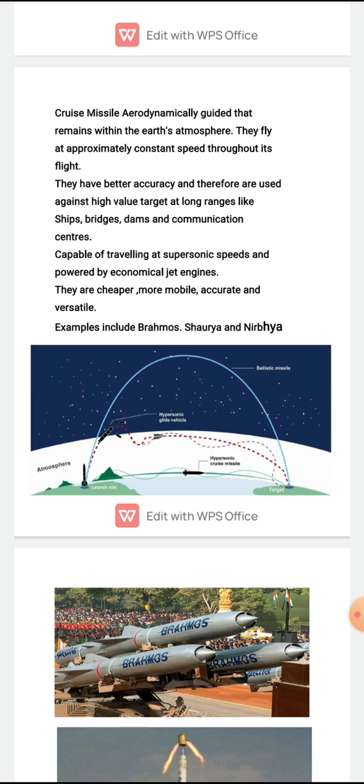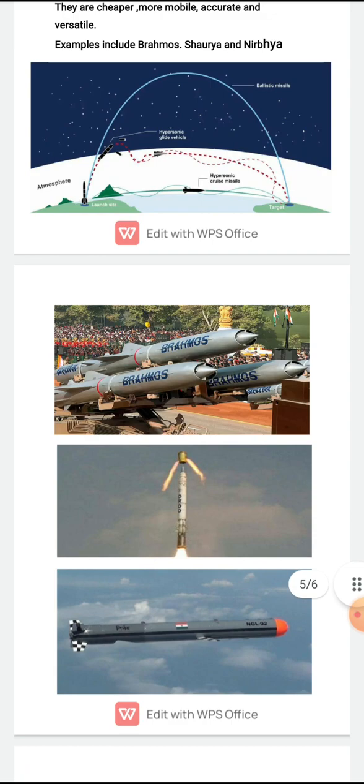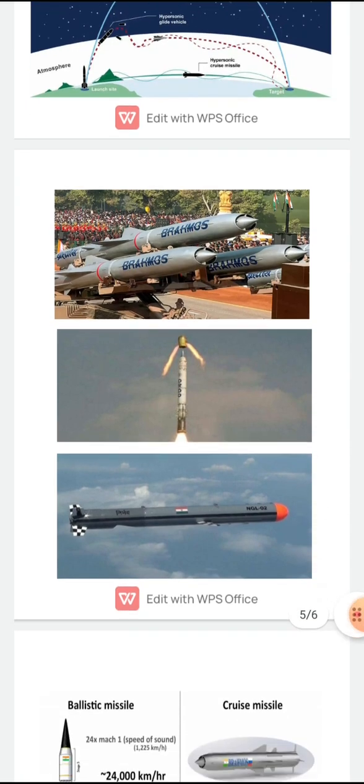They are cheaper and more mobile. Mobile means they are more lightweight, accurate and versatile. They are not much heavier than a ballistic missile, and therefore, being lightweight, they carry fewer warheads as compared to ballistic missiles. Okay, so examples of cruise missiles are BrahMos, Shaurya and Nirbhay missile. This is the BrahMos missile, then second is the Shaurya missile, and the third is the Nirbhay missile.